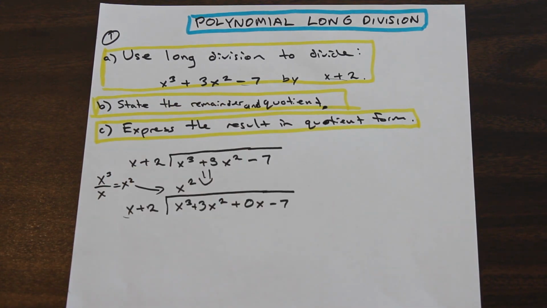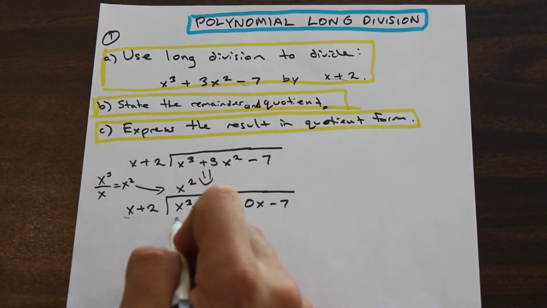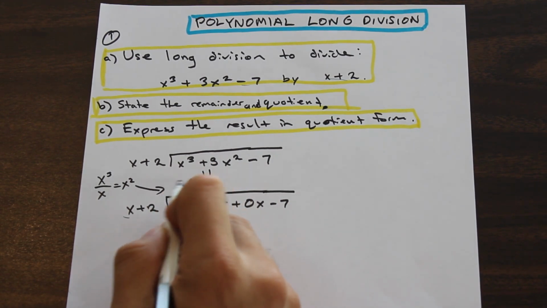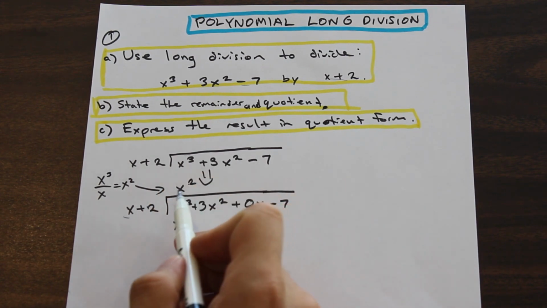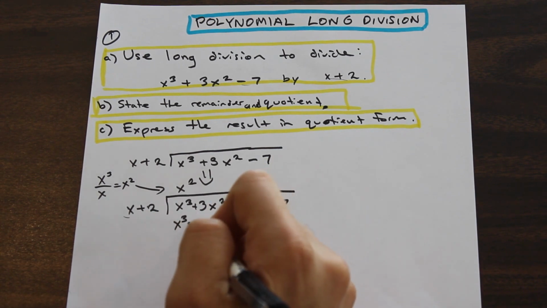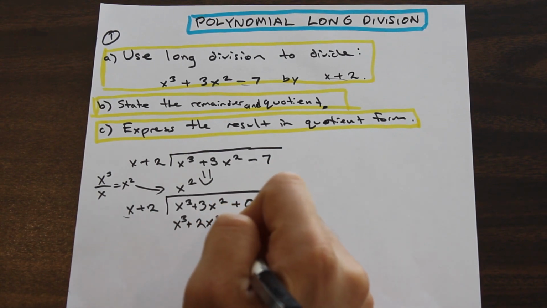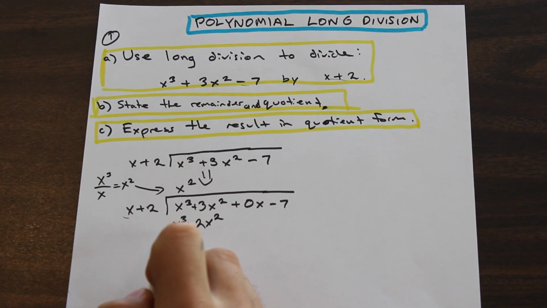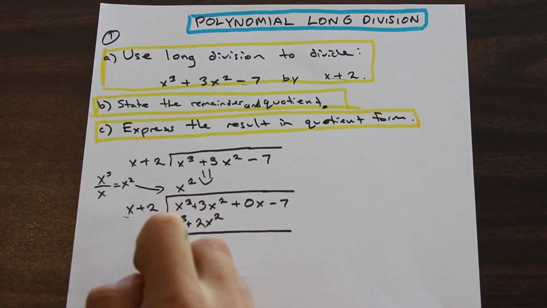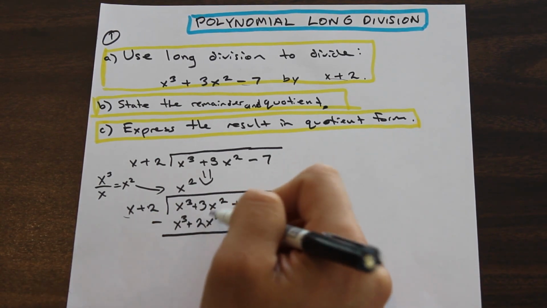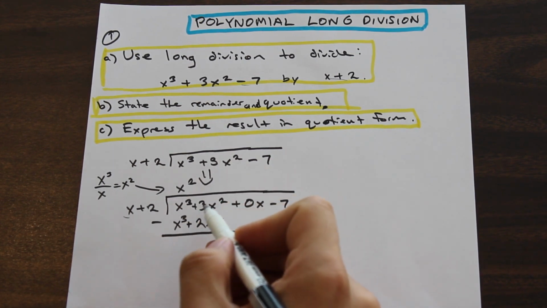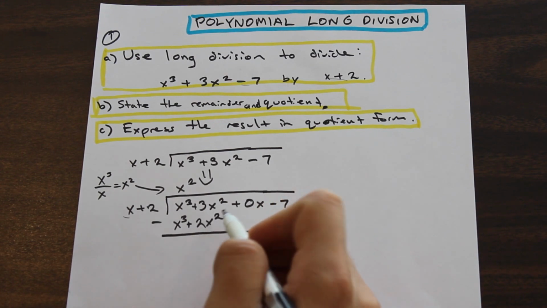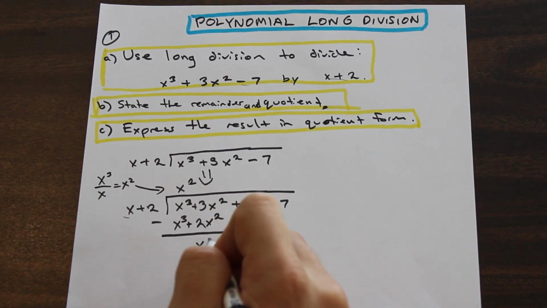Now we're going to multiply x squared by x plus 2, and that's going to come down right here. So we have x squared times x, that's going to be x cubed, so we put that there. And we have x squared times 2, and that's going to be plus 2x squared. Now we're going to subtract these terms. So we have x cubed minus x cubed, that's going to be 0. We have 3x squared minus 2x squared, and that's just going to be 1x squared.